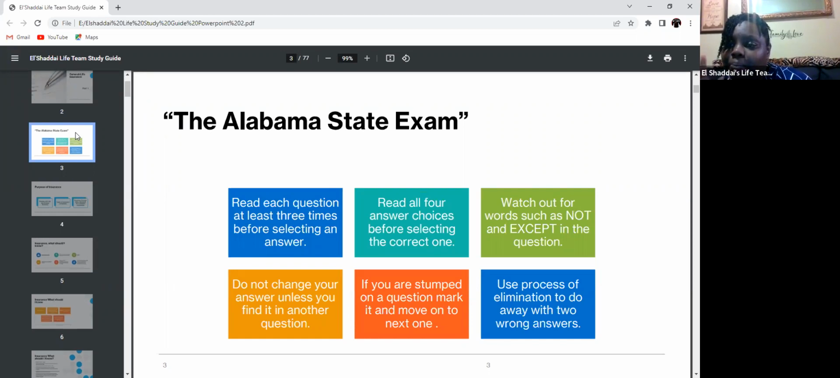Study for the test. Preparation for the test. You are at Bishop State, getting ready to take your test. The clock just started. What do I need to remember? I need to read each question at least three times. I need to read all four answer choices before selecting the correct one. I need to watch out for words like not and except. I do not change an answer unless I saw it somewhere else or find it in another answer. If you are stumped on a question, do not stop; mark it and move on to the next one. Use the process of elimination.